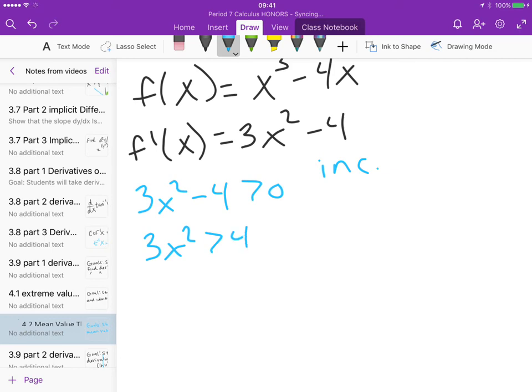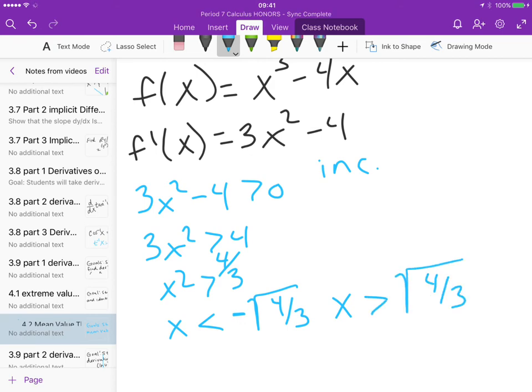So 3x squared is greater than 4 in this example, and then you're going to see that x squared is greater than 4 over 3. Then the square root is going to be x. Now, remember, don't forget, guys, you got that plus or minus that comes into play here. So x is less than the negative square root of 4 over 3, or x is greater than the positive square root of 4 over 3. So when x is less than negative square root 4 over 3, it's an increasing interval, or when x is greater than square root of 4 over 3, it is also an increasing interval. So increase and increase amongst those two spots.